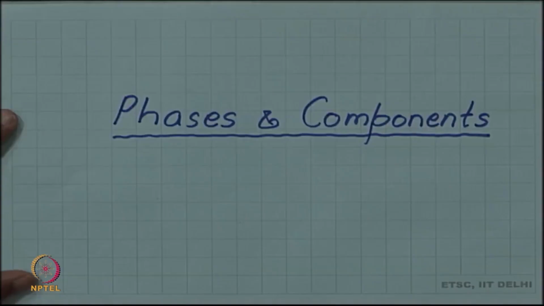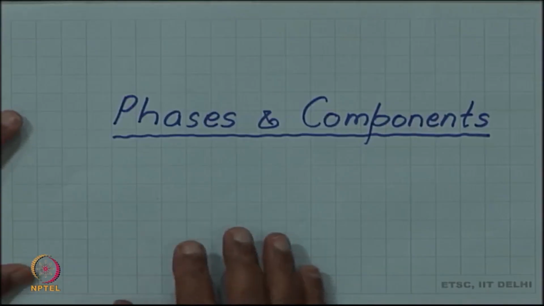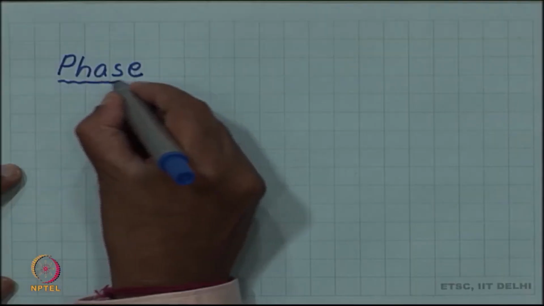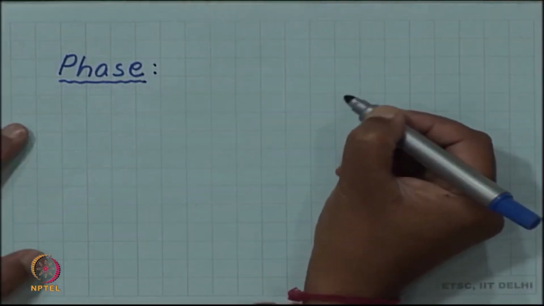So, we have started discussion on phase diagram, but we have not yet defined phases and components properly. So, let us make an attempt to define these terms which are useful in discussion of phase diagram. First, let us define phase.